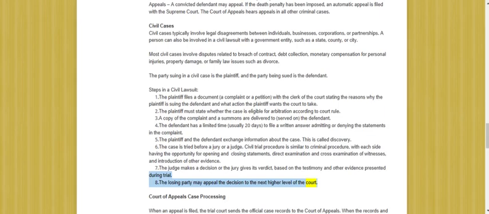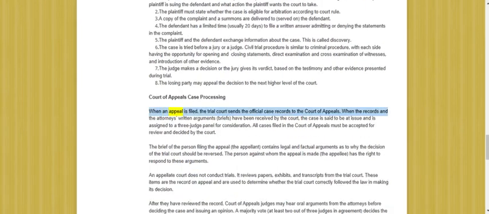Court of Appeals case processing. When an appeal is filed, the trial court sends the official case records to the Court of Appeals. Right. So they transfer the information to the higher court, to the next court that deals with that.